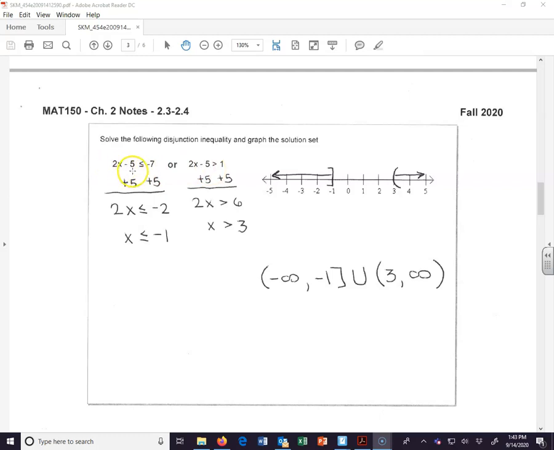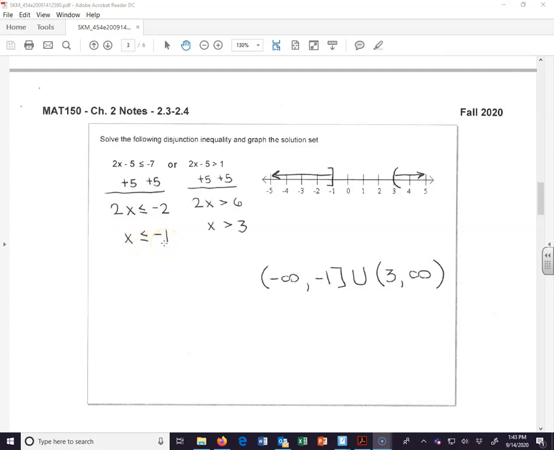So 2x minus 5 is less than or equal to -7. We start that one by adding 5 to both sides. That leaves us with 2x is less than or equal to -2. And then we divide by 2, and we get x is less than or equal to -1.